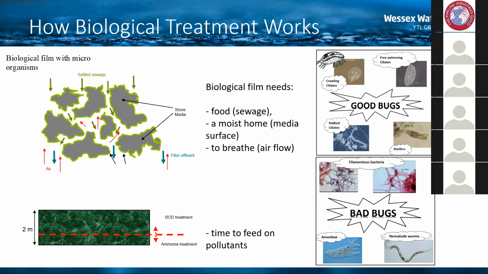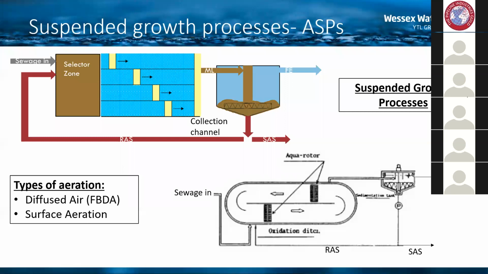Next we will move on to an example of a suspended growth process. We'll talk about a conventional activated sludge plant. Looking at the diagram in the top left, we can see that sewage is coming in on the left-hand side, and it's coming into a selector zone. In this zone, the incoming sewage is mixed with the bacteria held in suspension that are already in the process, and that's provided by RAS, which I'll come on to in a moment.